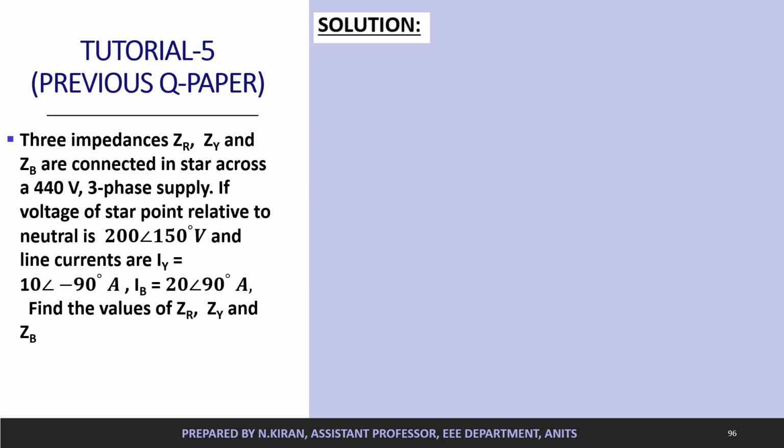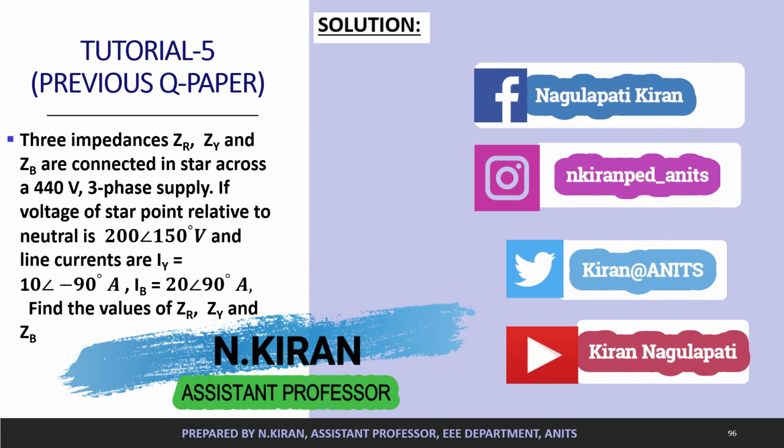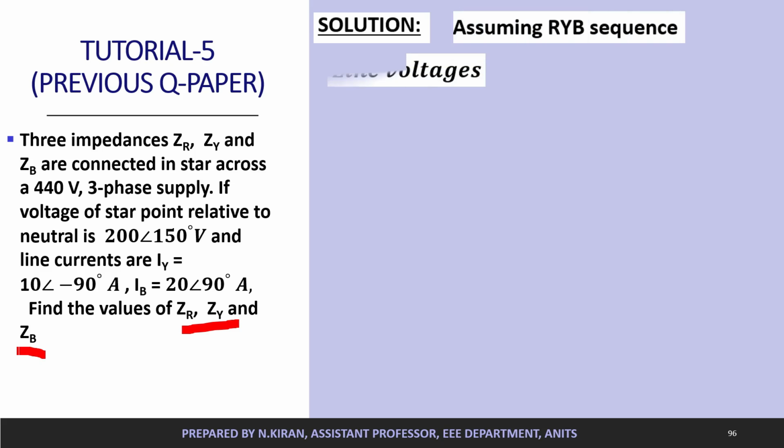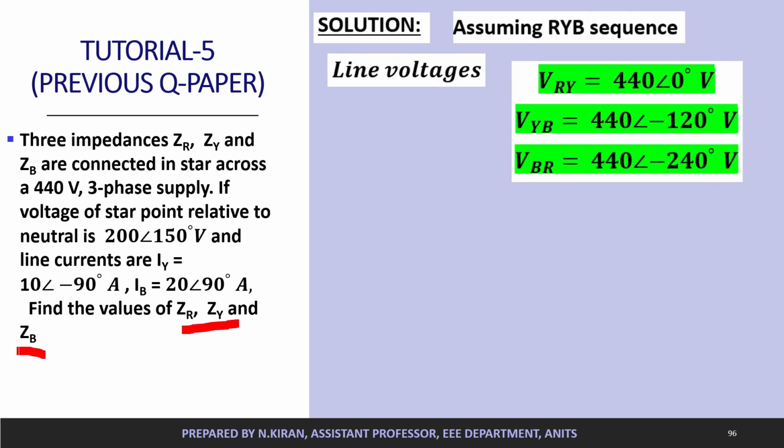Next, the fifth tutorial. Three impedances are connected in star across a 440 three-phase supply, where the voltage of a neutral point relative to neutral is 200 at angle 150 degrees, and the line currents IY and IB are given values respectively. It has asked us to find the impedances of the load ZR, ZY and ZB. Here, assuming RYB phase sequence, line voltage is given as 440. Therefore, each line voltage will differ equally by 120 degrees.